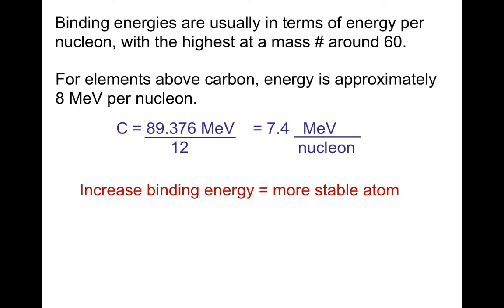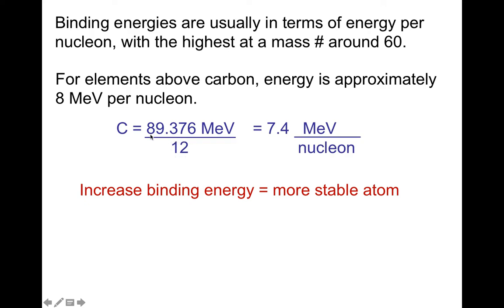Okay. Binding energies are usually in terms of energy per nucleon, with the highest at a mass number of around 60. So for elements above carbon, energy is approximately 8 mega electron volts per nucleon. Okay, and so what do I mean by that? So you know that there are 12 particles in the nucleus of carbon, right? 6 protons, 6 neutrons. So there's 12 particles there.